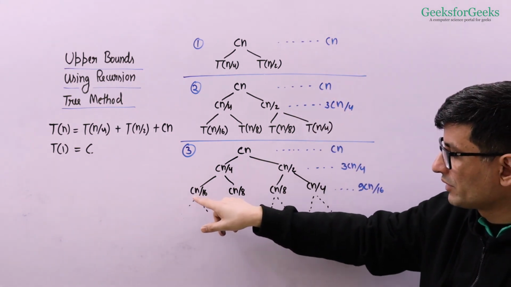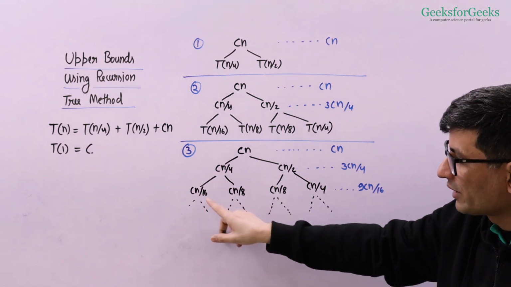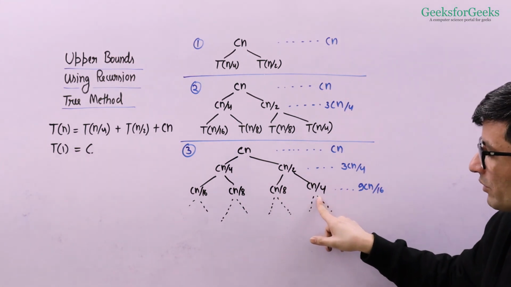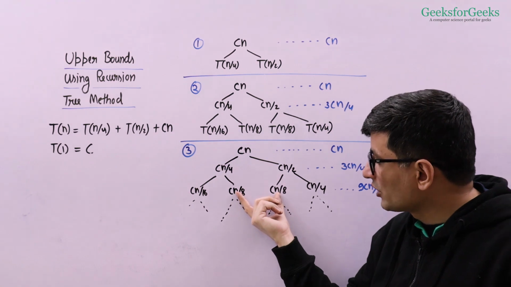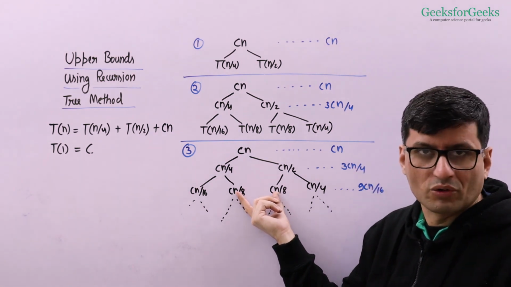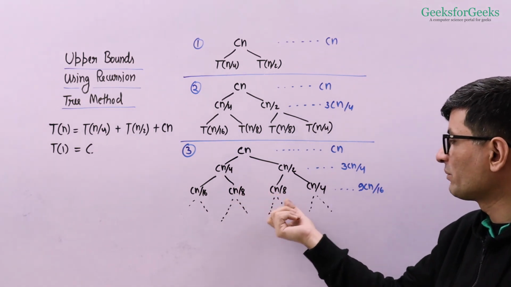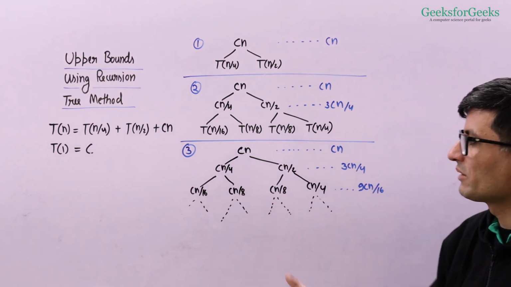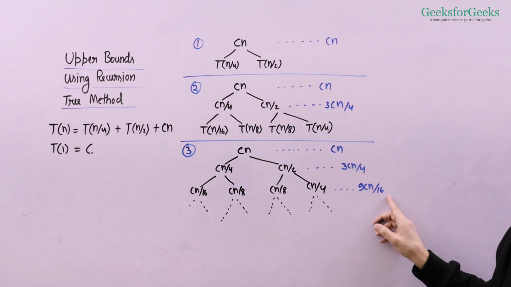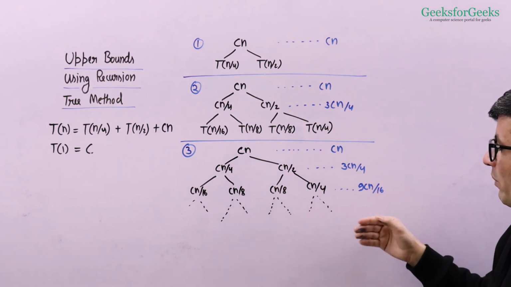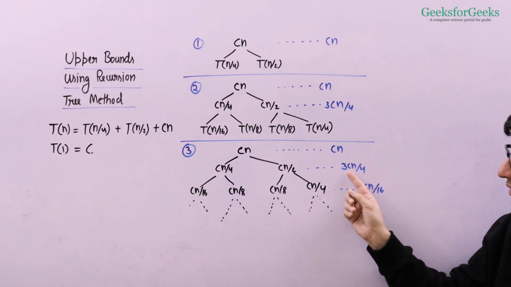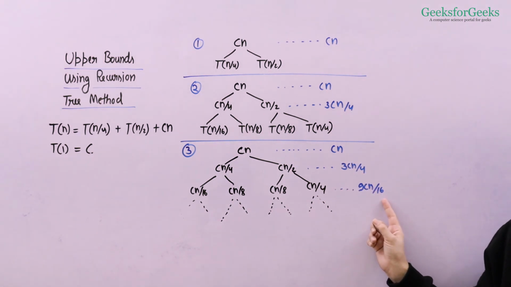Now, if I do the sum of these 4 terms, I am going to get Cn/16 plus Cn/8 plus Cn/8 plus Cn/4. So the sum of these two is going to be Cn/4, right? And the sum of Cn/4 plus Cn/4 is going to be Cn/2. And Cn/16 plus Cn/2 is going to be 9Cn/16, right? You might see a pattern now. It's a geometric progression with common ratio 3/4, right? Cn, 3Cn/4, 9Cn/16.